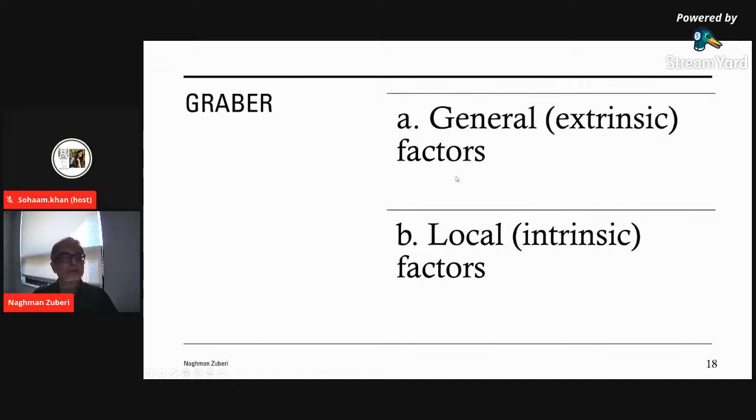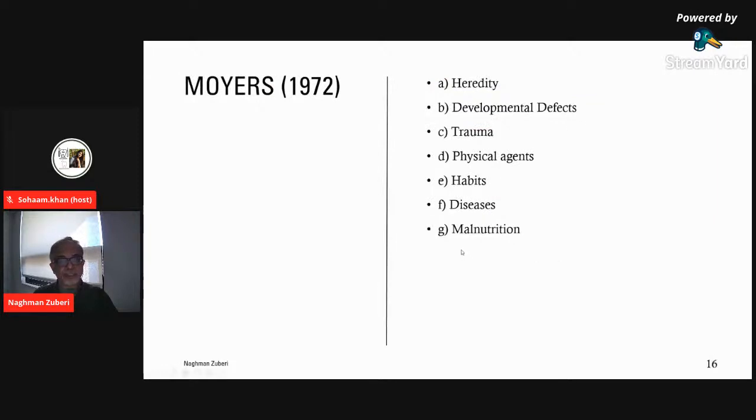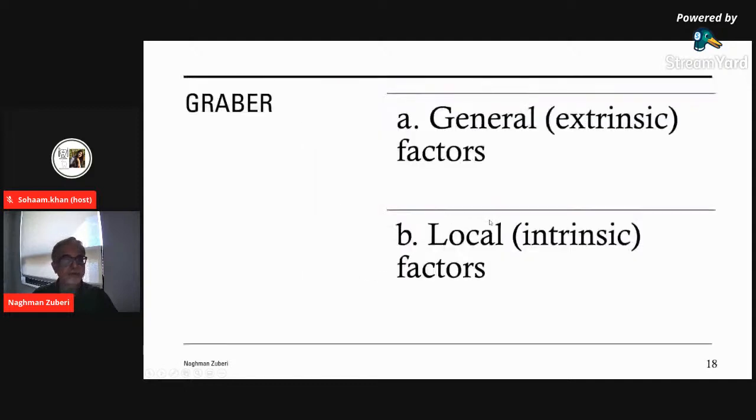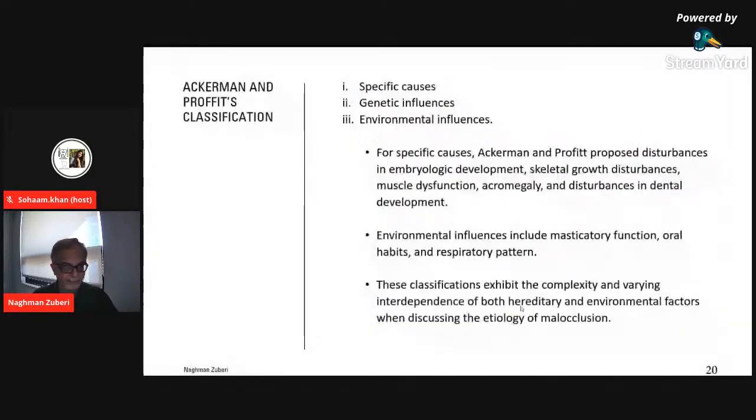In our part 2, we will go into the details, like how Moyers classified the different classes, from A to G, what the basis of his classification was, what the basis of Graber's classification was, and what those factors are. Well, just to give you an idea, Graber: heredity, congenital defects, environmental, predisposing metabolic climate and disease, diet, abnormal pressure habits, posture, and trauma.